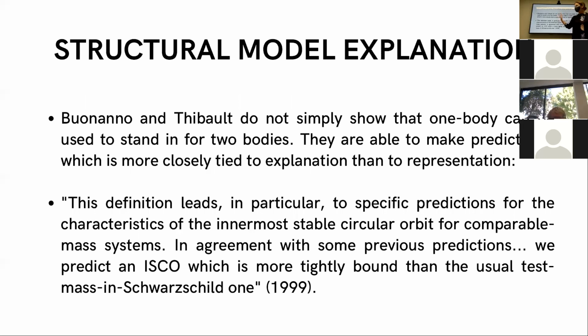So I point out a couple of cases where this actually works really well. But like I say, I want to finish up quickly so we can have time for discussion. One case is that Damour and Buonanno are able to calculate the innermost stable circular orbit for comparable mass systems. This is something that I would argue actually gives you an accurate value for the ISCO, rather than just saying, you know, we can represent one system in terms of the other. This is an actual substantive prediction. And I would argue that this is only possible because there is something deeper that's been caught onto rather than just representation.